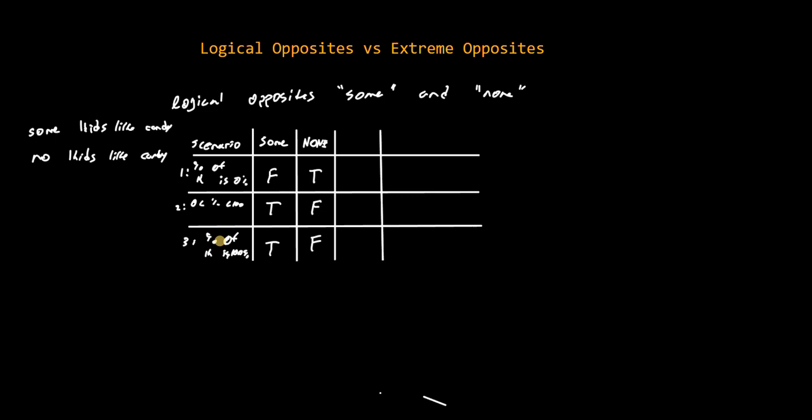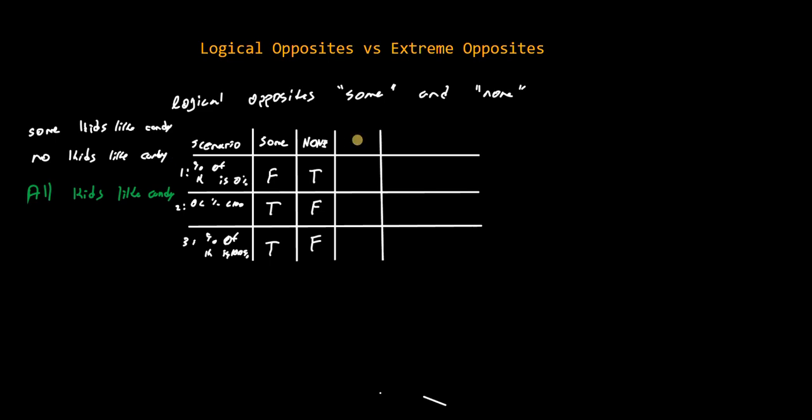So notice how the values always flipped. False, true, true, false, true, false. Right? We have an exhaustive set of scenarios, and under each scenario, they have opposite true, false values. So that's what makes them logical opposites. Okay. Now, if we compare all kids like candy, that's what I wrote in green here. This is the extreme opposite of this statement. No kid likes candy.